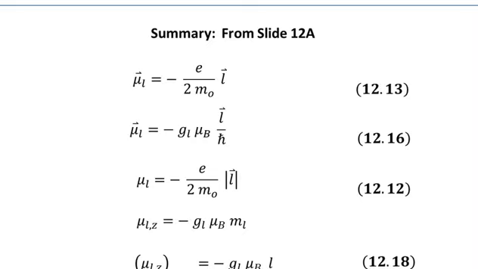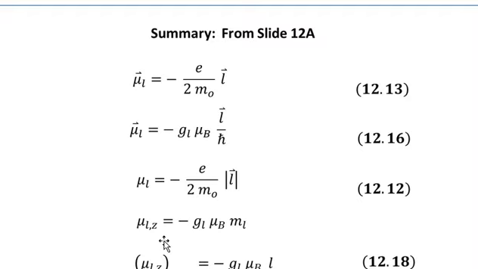In the lecture number 12A, the following important points were discussed. That is, the relationship between the orbital angular momentum and the orbital magnetic moment. These two quantities were discussed, and their relationship as given in equation number 13 was also discussed. And another relationship in equation number 16 was discussed. In magnitude form, the orbital magnetic moment is related with the magnitude of the orbital angular momentum, and this was presented in equation number 12.